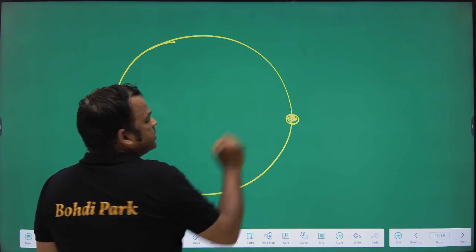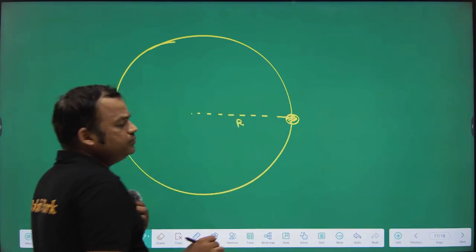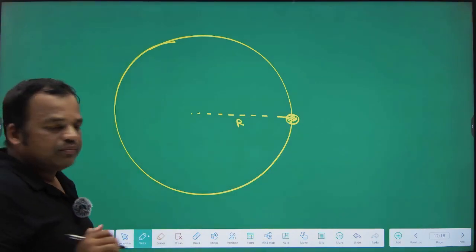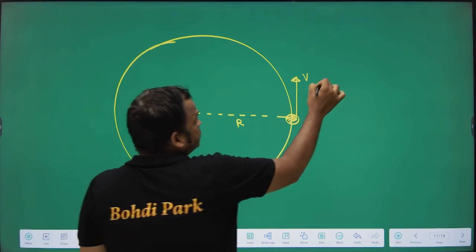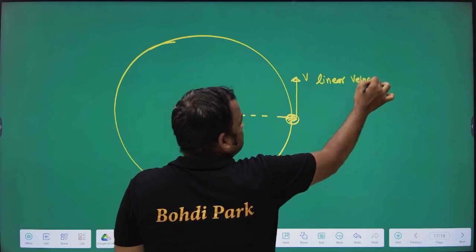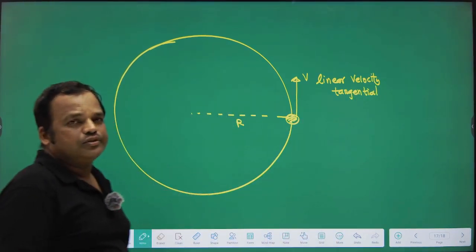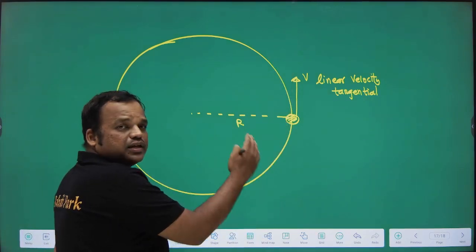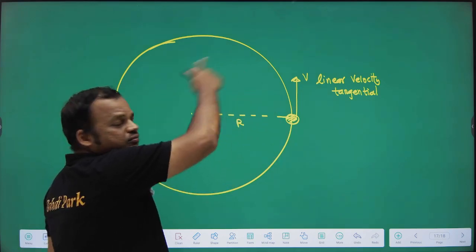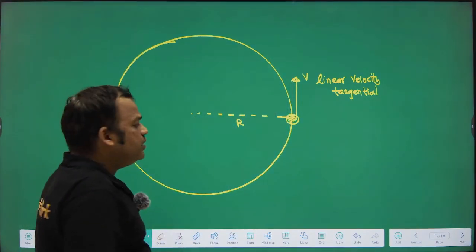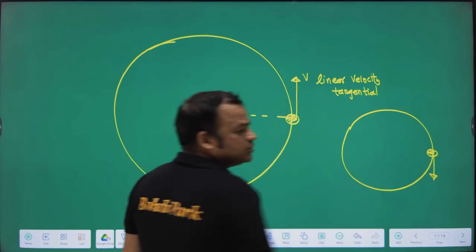Suppose the particle is at this point. This is the center. The radius is r. Now this particle is performing circular motion. The velocity of the particle is tangential. It is linear velocity. The direction of linear velocity is tangential, which means we have to draw a tangent. Along that tangent, the velocity is. If the particle is moving anti-clockwise, this is the velocity. If it is moving clockwise, this will be the velocity.